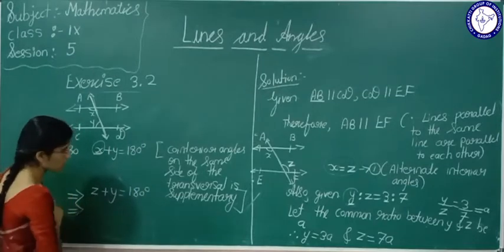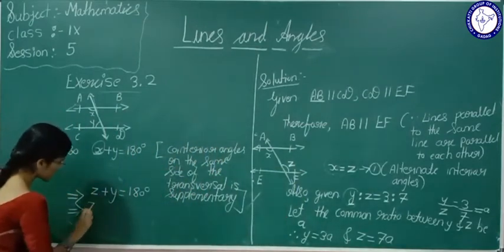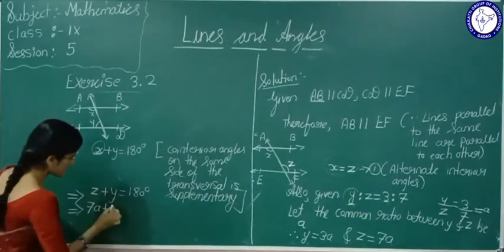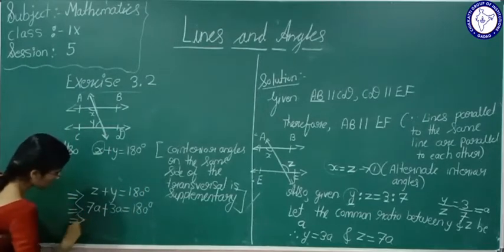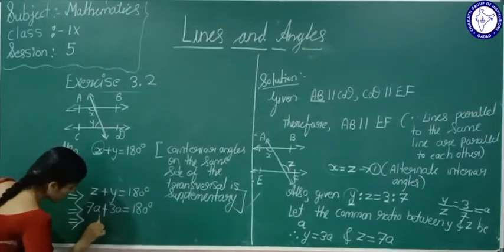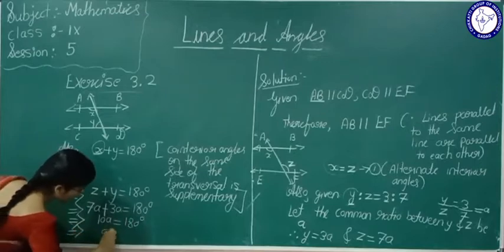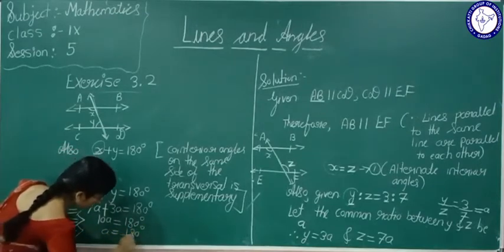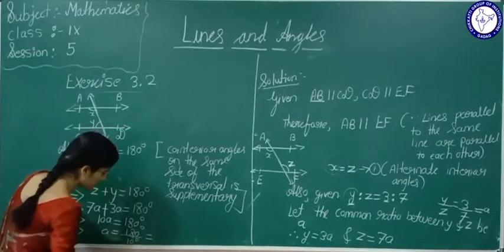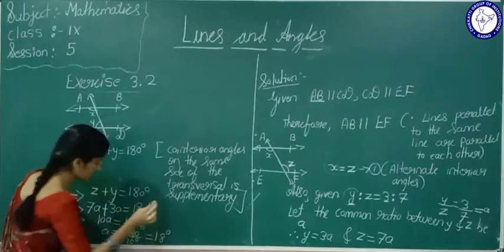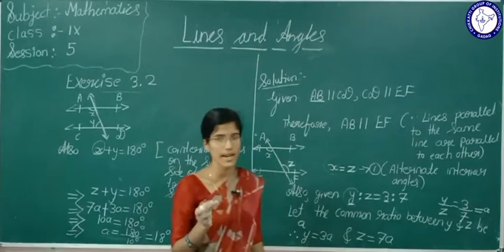So what is the value of z? Z is nothing but 7a. Z is 7a plus y is 3a, is equal to 180 degrees. So this implies 7 plus 3 is 10, 10a is equal to 180 degrees. So a is equal to 180 divided by 10. What is the value, students? The value of a is going to be 18 degrees. The common ratio we took here, we got 18.